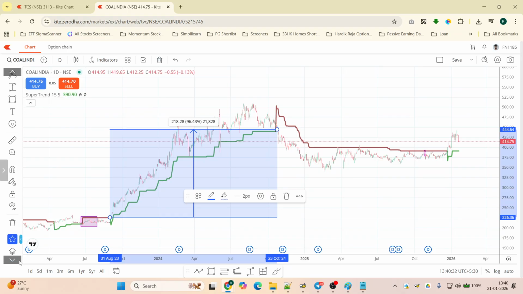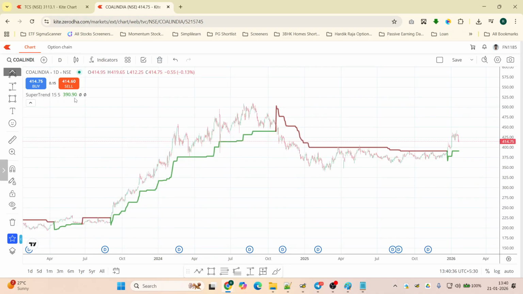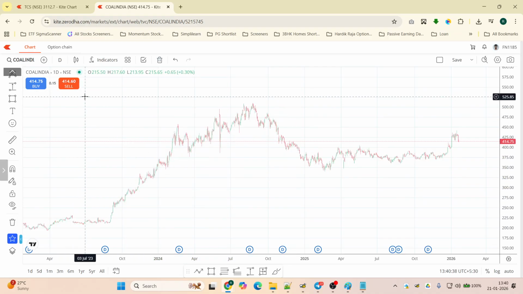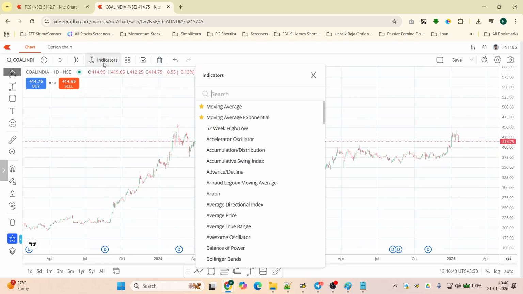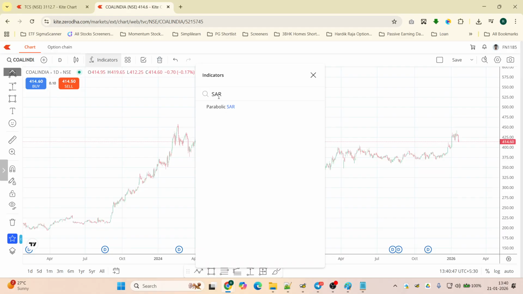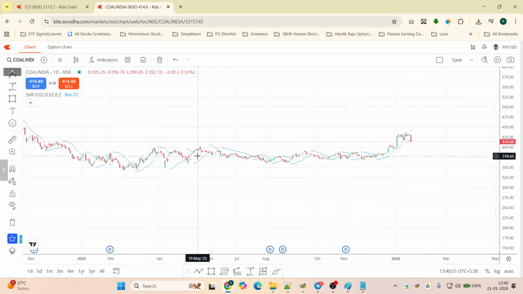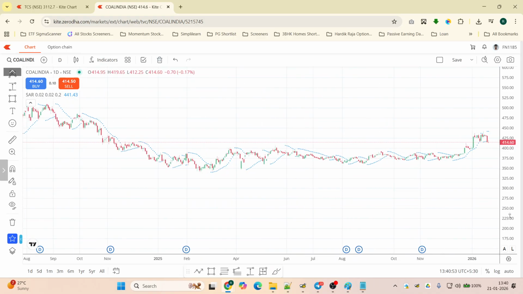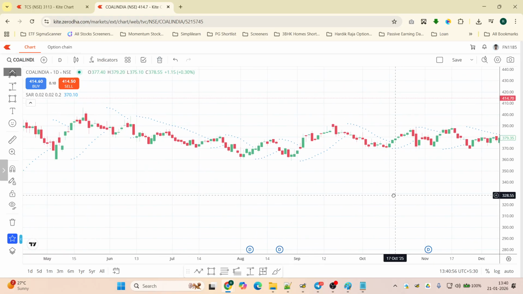Let us clear all the drawings. This is from the previous video. I'll just clear the drawings, and the pattern also, I'm removing this. Now how to add the parabolic SAR? Same method: FX indicators, SAR, that's it. Search for SAR, you can click this, and now you'll see that these appear as circles.